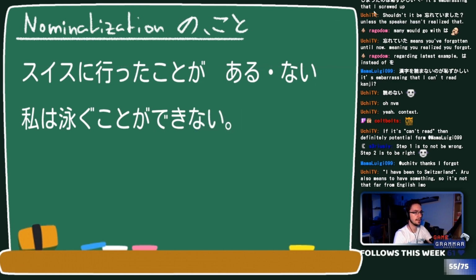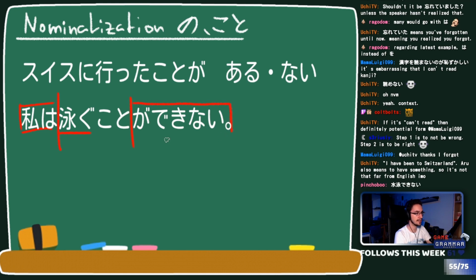Let's look at what's happening. The structure is the same. We have our clause, which is right here. Watashi wa oyogu. I swim. And so here you could make the argument that this is the clause and the watashi wa is part of this whole thing, where oyogu koto here is just a nominalized action, and the watashi wa is actually more for the overlying clause.